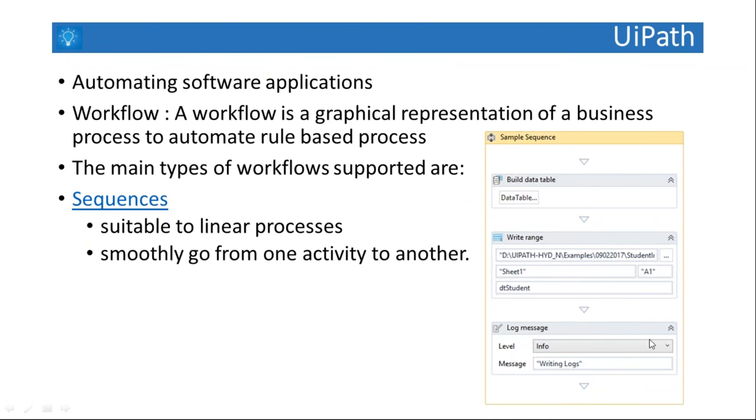So this is one sample sequence, which contains different types of activities. That means it goes smoothly from one activity to another. I'm not taking any decisions here, and I'm not coming back to the process again. So if it is a direct process, I can use sequences.